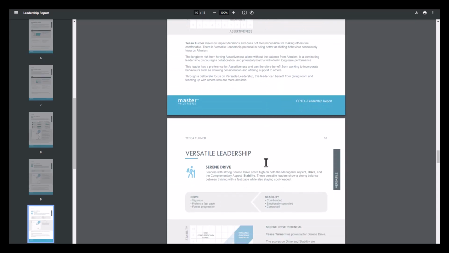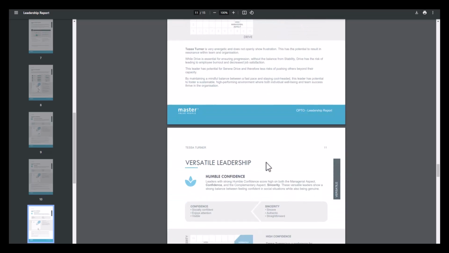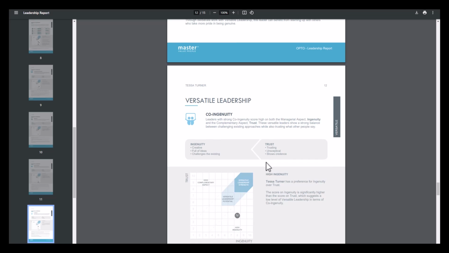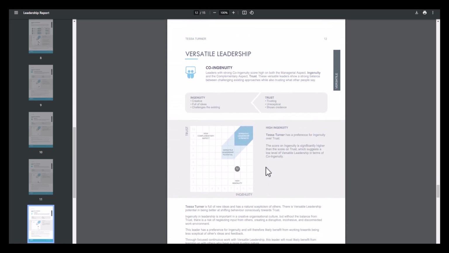Moving on, we come to the next pair of aspects, called serene drive. The same structure applies here, a brief description of the aspects followed by the matrix and accompanying analysis. On page 11, we cover humble confidence, and after that comes the final pair of aspects, called co-ingenuity. By this point, we will have completed an in-depth analysis of all four aspect pairs within what we refer to as versatile leadership.